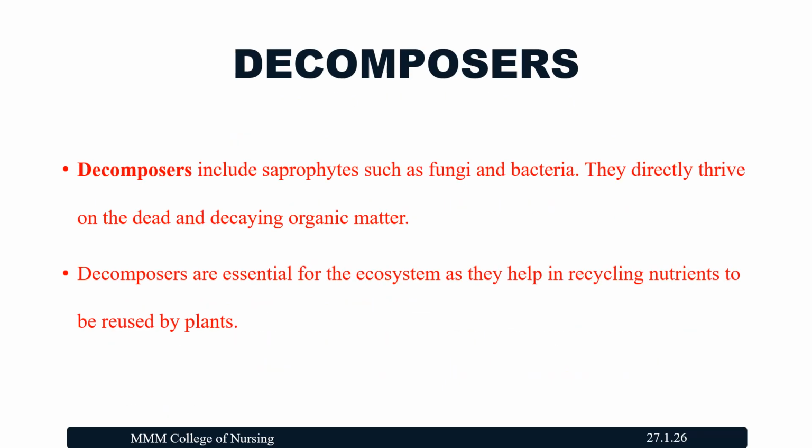Next, decomposers. Decomposers include saprotrophs, such as fungi and bacteria. They directly thrive on the dead and decaying organic matter. Decomposers are essential for the ecosystem as they help in recycling the nutrient to be reused by the plant.